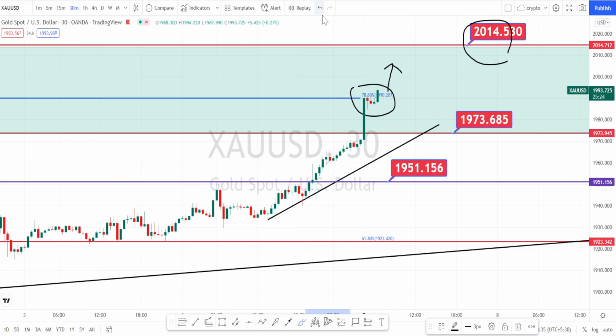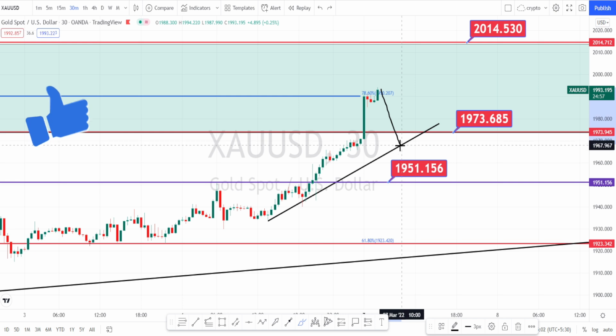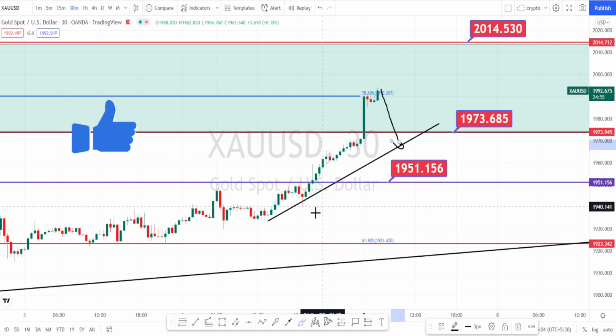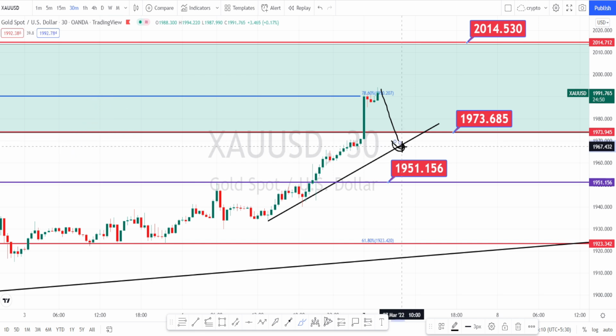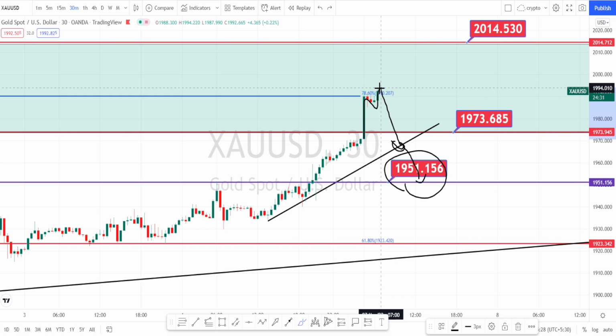Currently gold is in a very strong bullish trend, and even if it retraces, we can expect it to take support on the previous support line or the trend line, and only when it breaks this support line can we expect it to test the next level of support, which is going to be around 1951. But looking at the current situation, it is still in a very strong bullish trend.